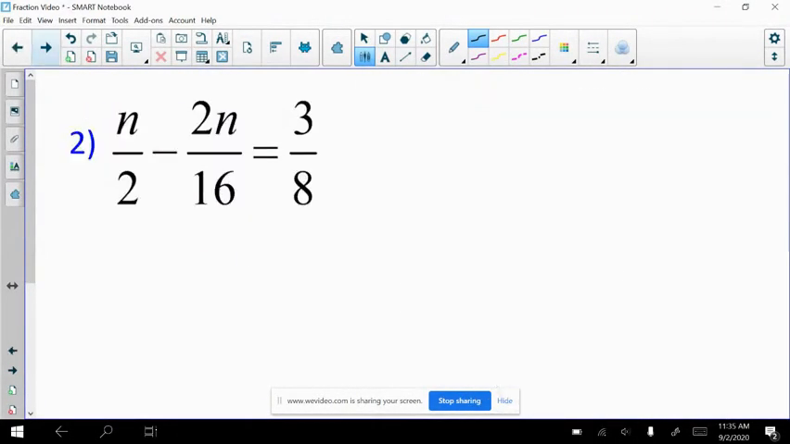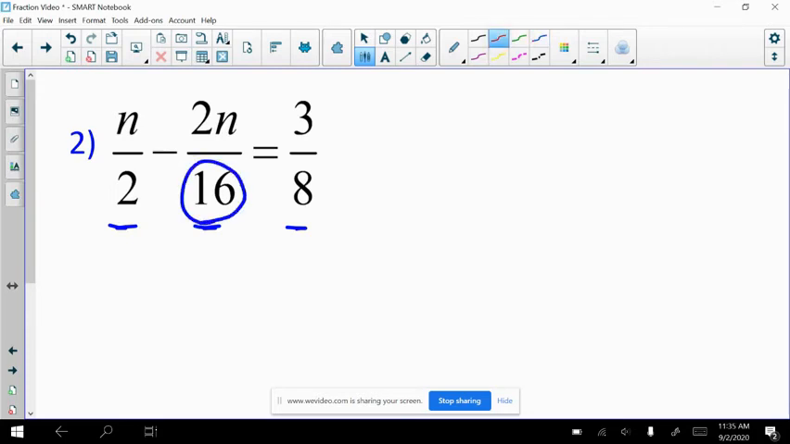Okay, let's try one more. This time we have a new denominator to look at. Again, I'm looking at 2, 16, and 8, and my goal is to get them all to be the same. So what would that be? I'm hoping you notice I could turn them all into a 16.